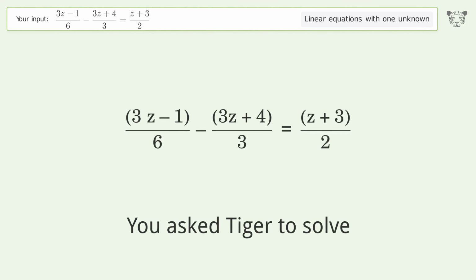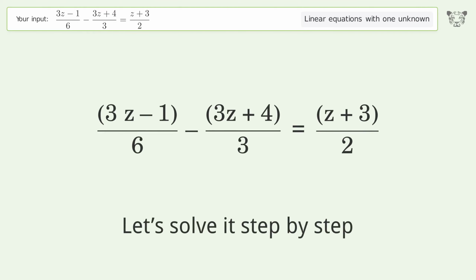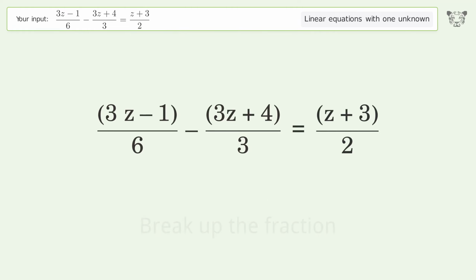You ask Tiger to solve. This deals with linear equations with one unknown. The final result is z equals -3. Let's solve it step by step. Simplify the expression. Break up the fraction.